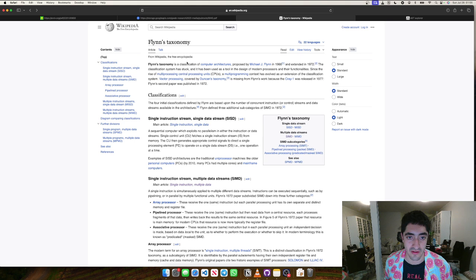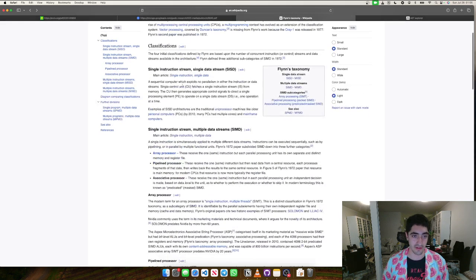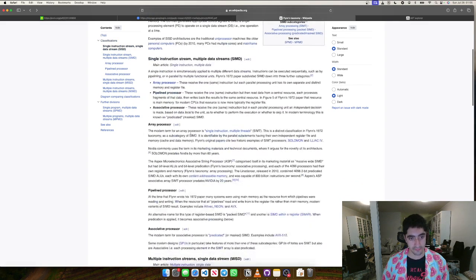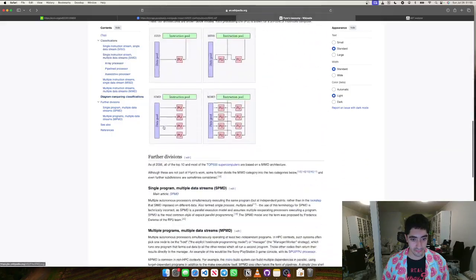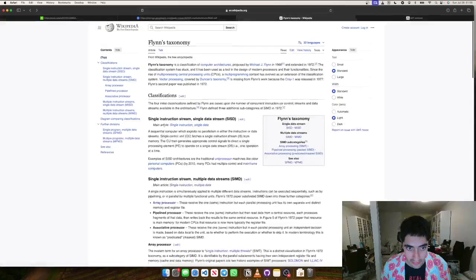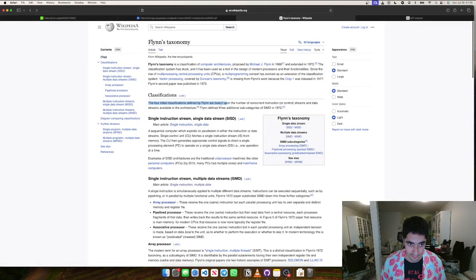The classification system has stuck and has been used as a tool in the design of modern processors and their functionality since the rise of multiprocessing central processing units. A multi-programming context has evolved as an extension of the classification system. Vector processing is missing from Flynn's work because the Cray-1 was released in 1977. Alright, maybe we don't need to come back to this. We can just do it right now.